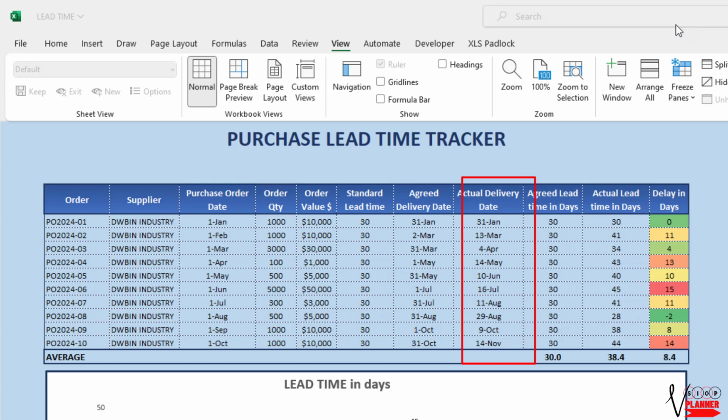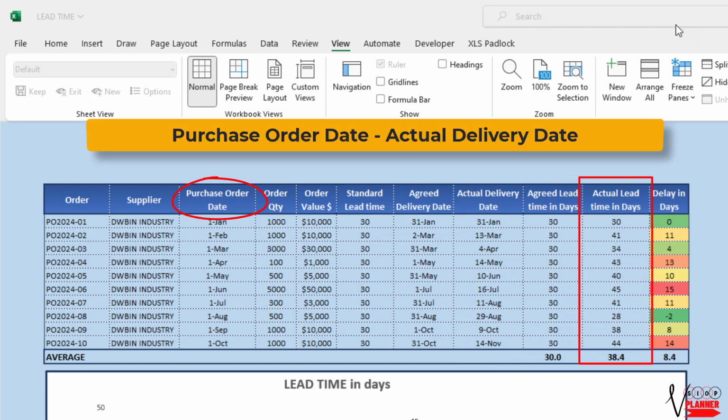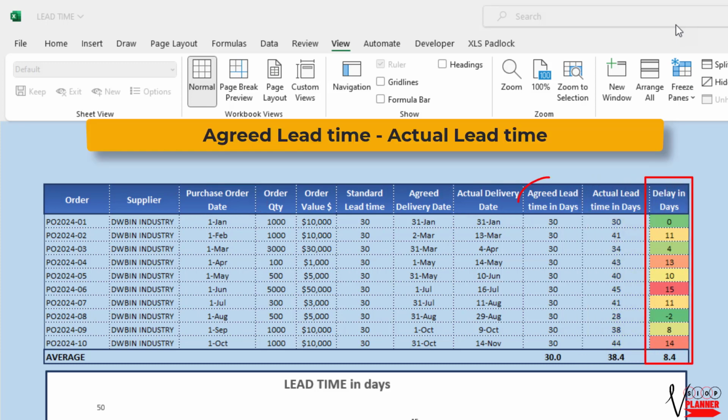Now, let's calculate the actual lead time. We do this by subtracting the purchase order date from the actual delivery date. This calculation gives us the real time it took for the order to be fulfilled. To identify delays, we subtract the agreed lead time from the actual lead time. In our example, we'll see how this calculation highlights any discrepancies.